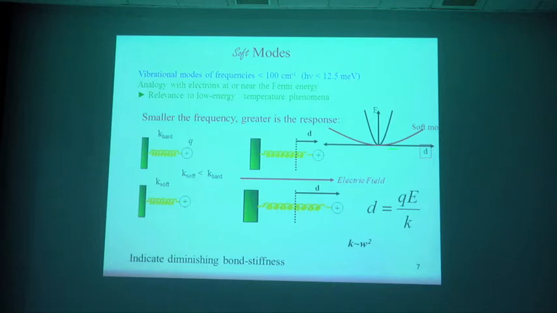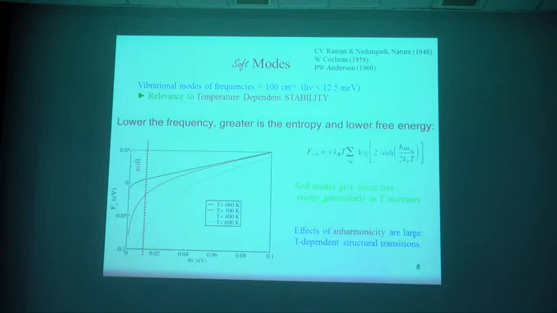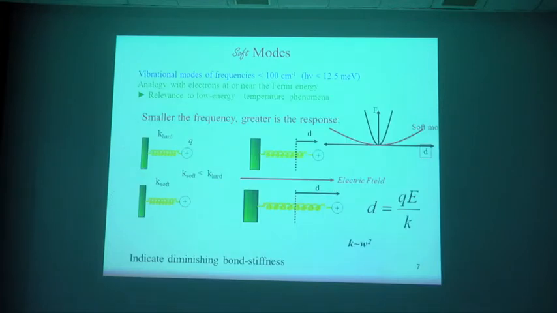Okay? And so that's the reason soft phonons give lower free energy, and basically they dominate the temperature dependent stability. Next, the smaller the frequency, the greater is the response of a material. Now here I am talking about phonons like electrons. When you say a material carries electrical current, you of course assume that they have to be electrons or holes, right? Here, phonons are playing a similar role. I am showing you here a very model example to understand why soft phonons are so crucial.